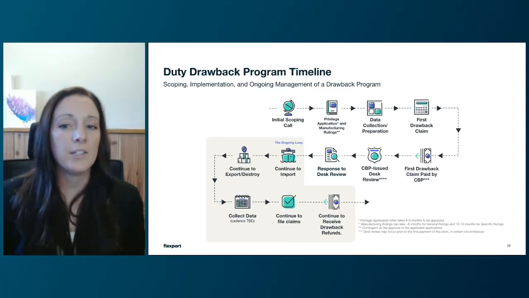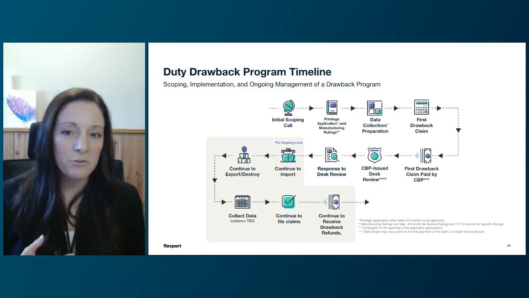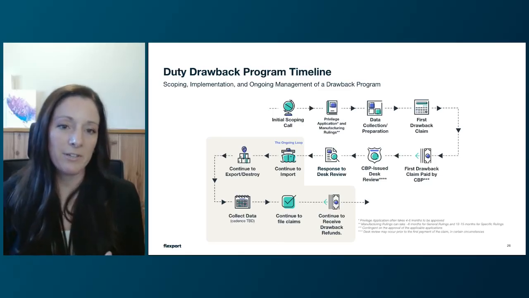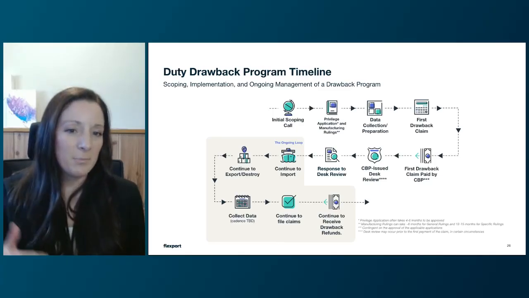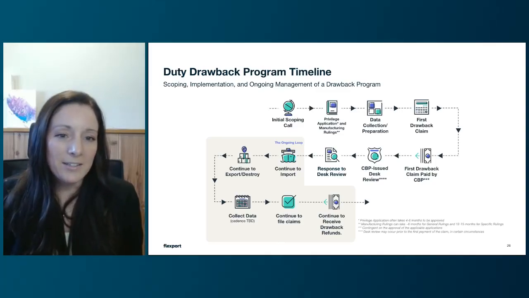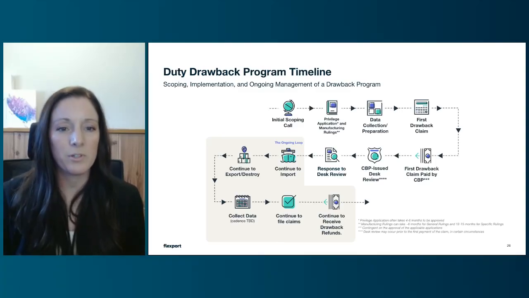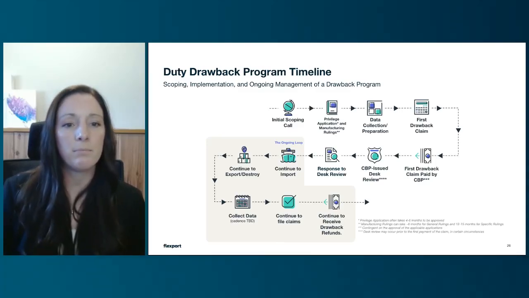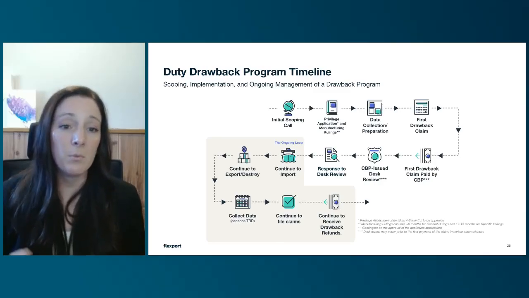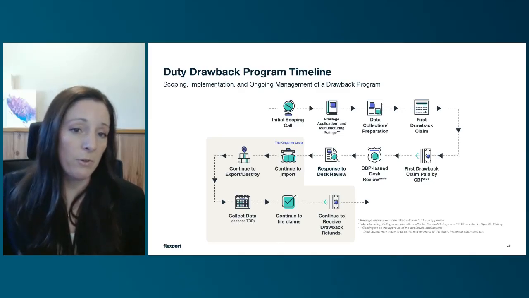We then enter the ongoing loop of a drawback program. Goods are imported, they are exported or destroyed, the data is collected, claims are filed, and drawback refunds are received. This process then repeats. We determine a cadence that makes the most sense for your program based on how many exports and how large the program is. Typical time frames may be once a year, twice a year, quarterly, even monthly, or more frequently if needed.